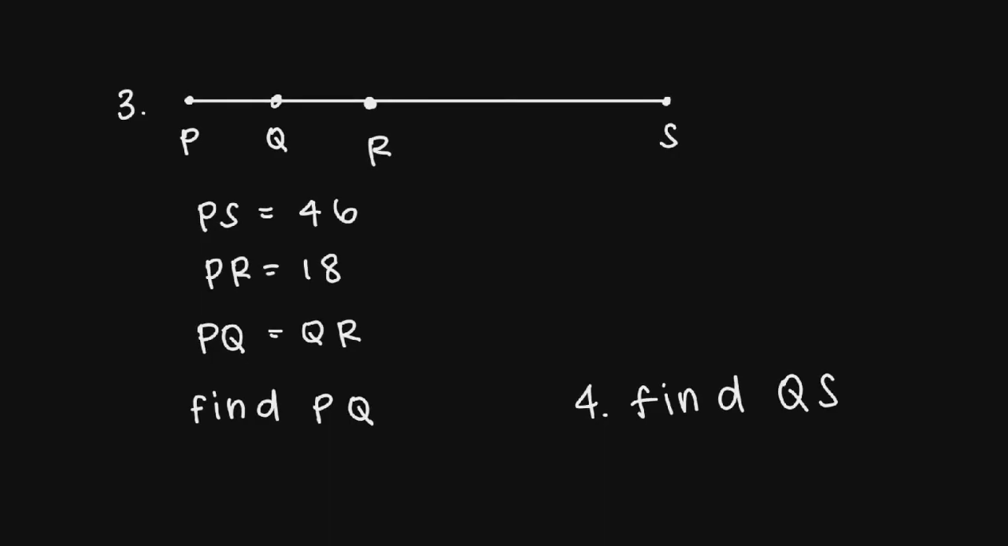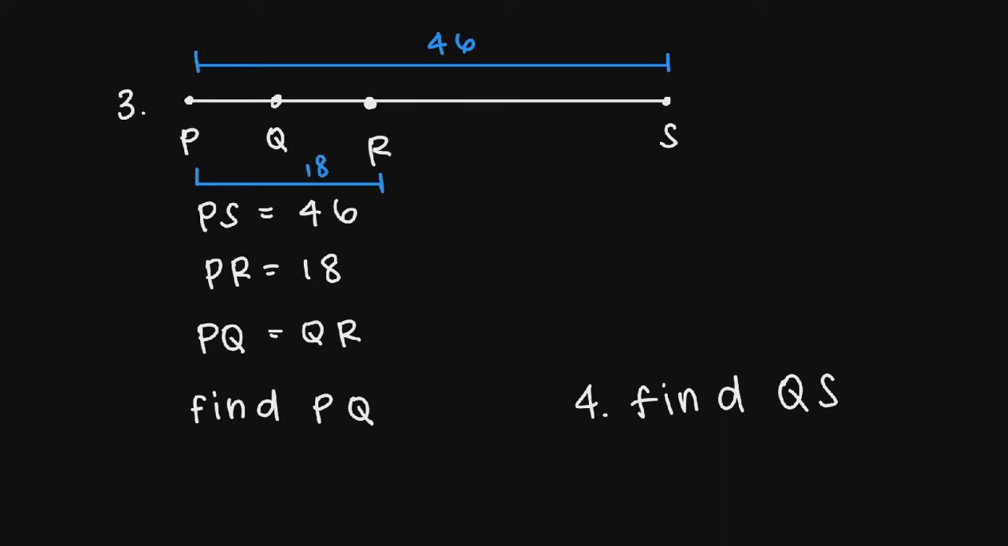Next, we have a line segment with P, Q, R, and S on the line. We know that PS is 46, so that means this entire length is 46. We know PR is 18, so that means this entire length is 18.